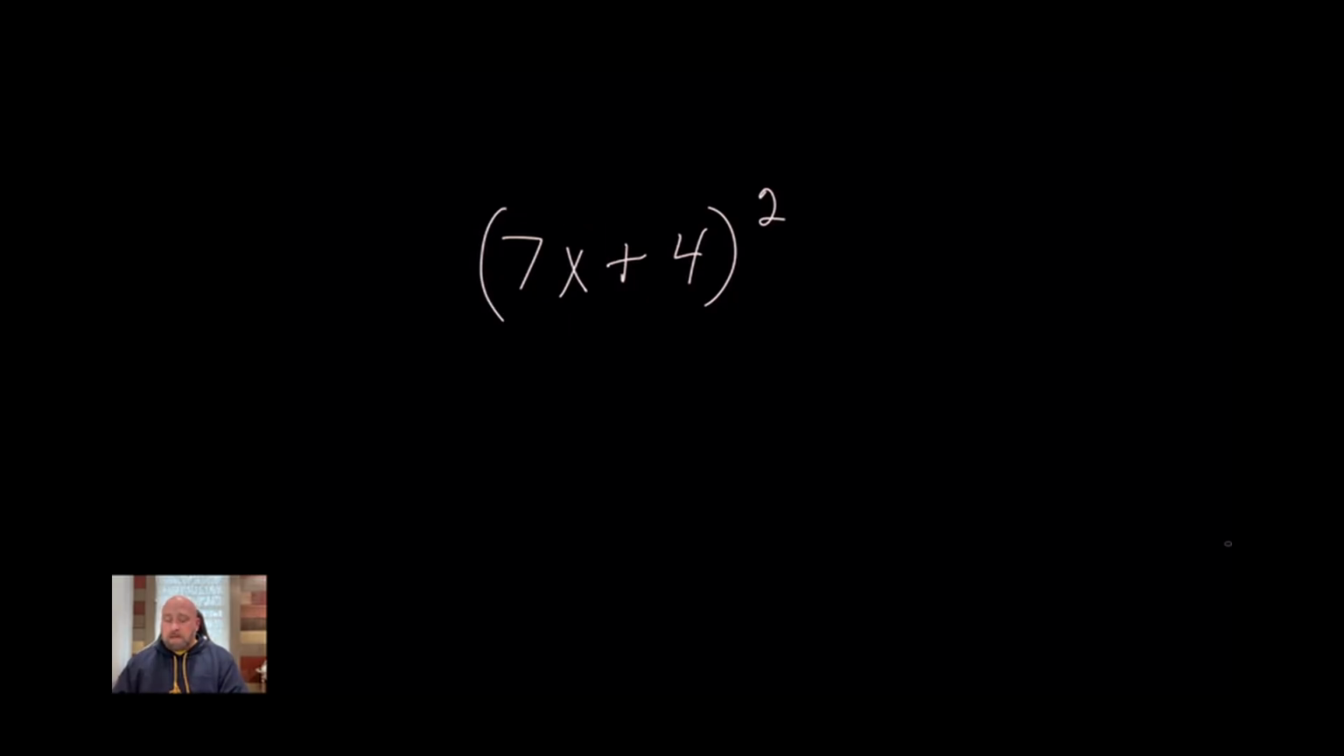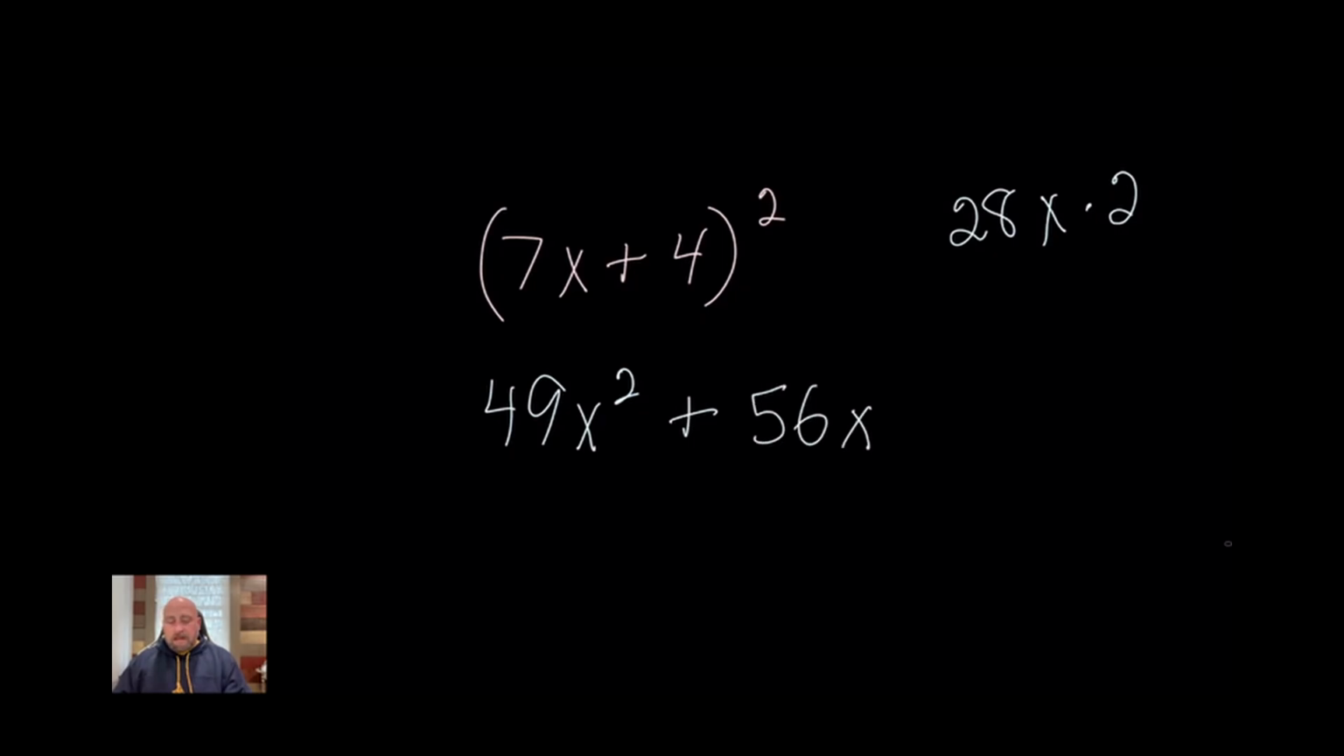So squaring this is going to give us 49x squared. 7 times 7, 49. And then we have a plus sign, so all these signs are going to be positive. And then in the middle, what do we get? Well, the middle is a little bit of a tricky one. We're going to double the product of the first two terms. What are the first two terms? It's the 7x times the 4x. The product of that is 28x. And we're going to double that, times 2. What's 28 times 2? It's 56. So that's going to be 56x.